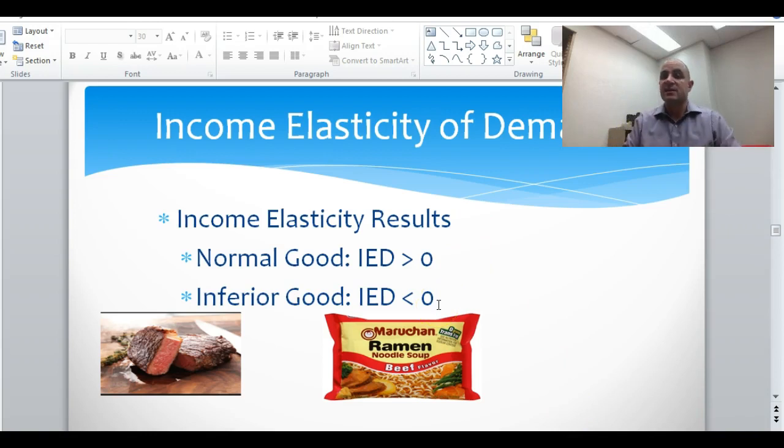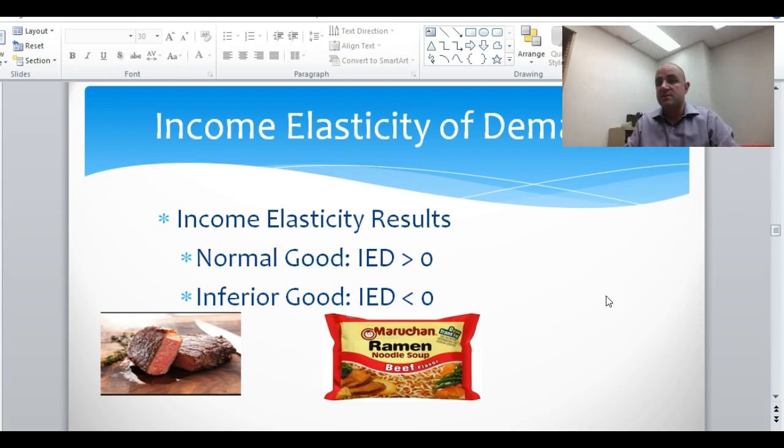Let's say your income elasticity is negative, so it's less than 0. That's saying as your income goes up, your quantity demanded goes down. As your income goes down, your quantity demanded goes up. So what that means is, you have more money, you're buying less of something. We call that an inferior good. And the example is ramen noodles.